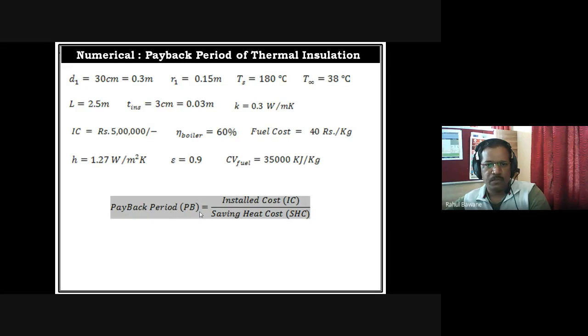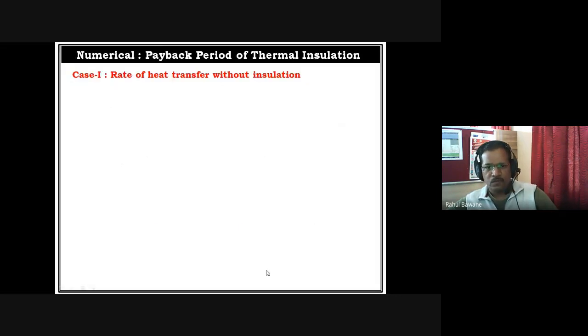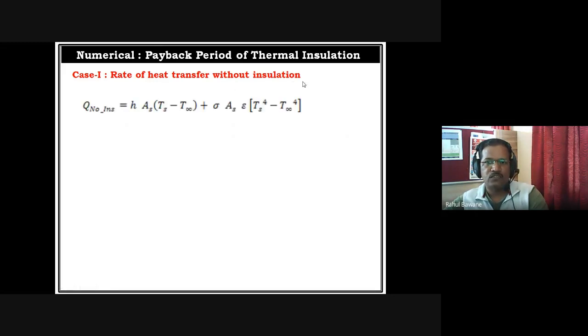To calculate the payback period, we must know the installation cost. It is directly given as 5 lakh. So we have to calculate the saving in heat cost. By providing insulation, how much heat will be saved and how much is the cost of that saving. For that, first we will consider when there is no insulation, the total heat loss.